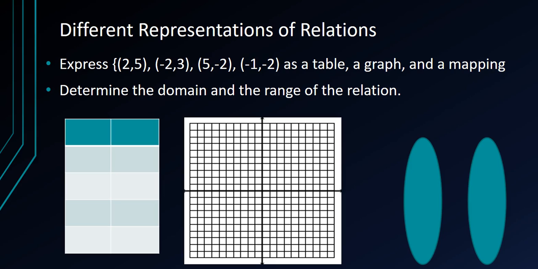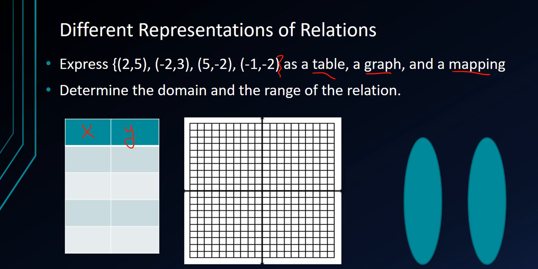So there's different ways that we can represent relations. We can represent them in ordered pairs like we did in the previous one. We can also represent them as tables, graphs, or mappings. And so we have this set of ordered pairs: (-2, 3), (-1, -2), (2, 5), and (5, -2). So that's already a set, our relation in ordered pairs, but we're going to write them as a table, a graph, and a mapping. So as a table, we're making an x-y chart.